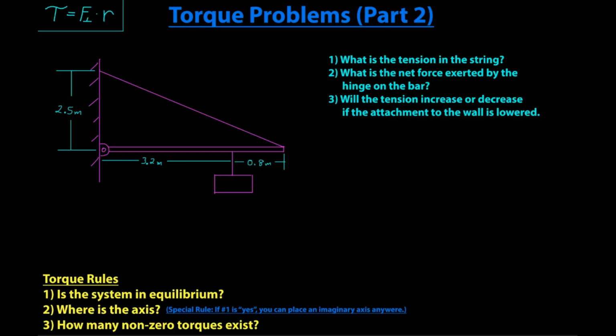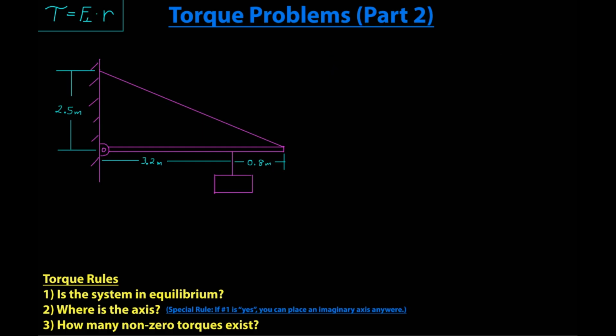All right, we're going to handle these one at a time. And we're going to start with the first one. What is the tension in the string? Let's start out with some basic information. I'm going to say the weight of the bar is 120 newtons. And the weight of the sign is 600 newtons.